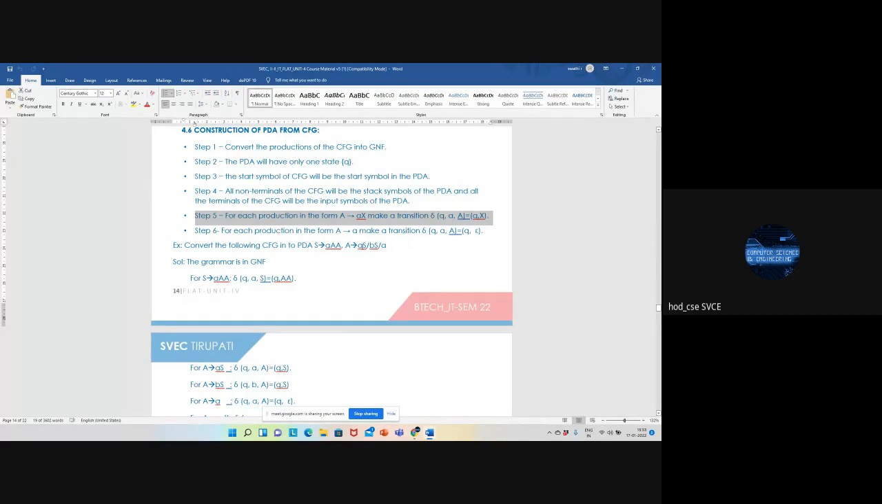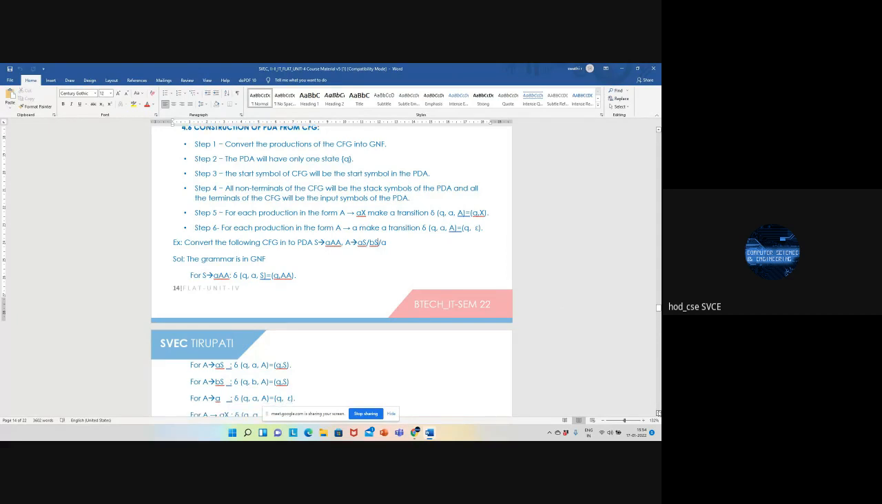Do the same for all the productions which are in the form of A tends to aX, terminal followed by non-terminal. For all these productions, we have to apply step 5. How many productions are there in this form? First one, S tends to aA. Second one, A tends to aS. Third one, A tends to bS. All these three productions have to be converted into transition functions by using this formula.